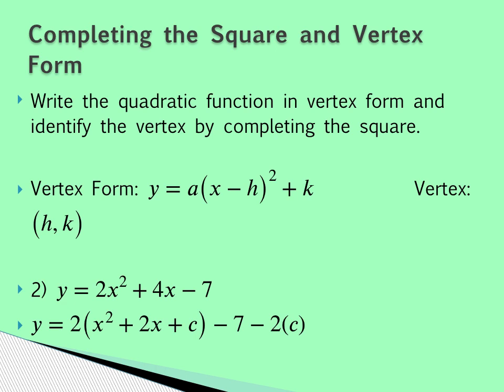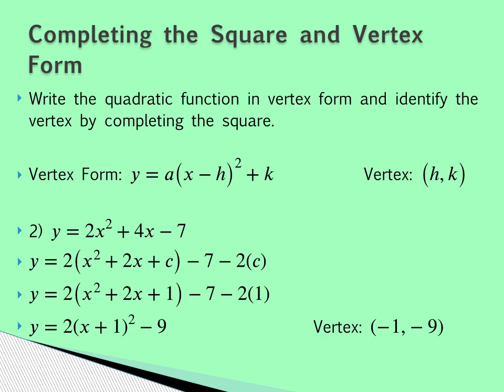Now for this one here, we had a number in front of the x squared, so the leading coefficient was not 1. So I do need to factor that out. But again, I'm not going to factor it out of the 7. I'm just going to factor it out of the 2x and the 4x. And so whatever I add into that c, I'm going to offset by multiplying it by that 2 times the c.